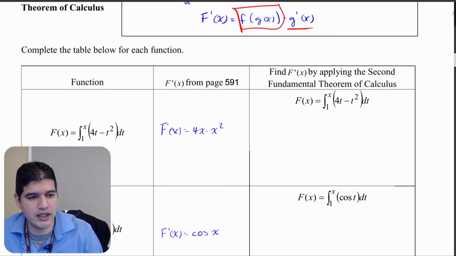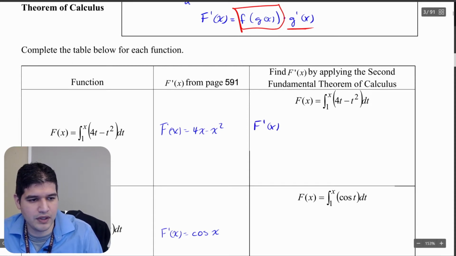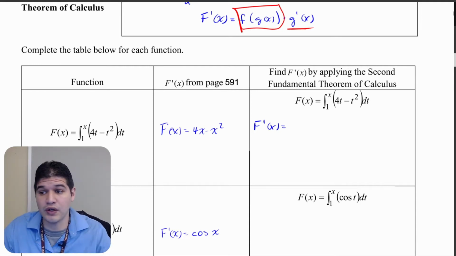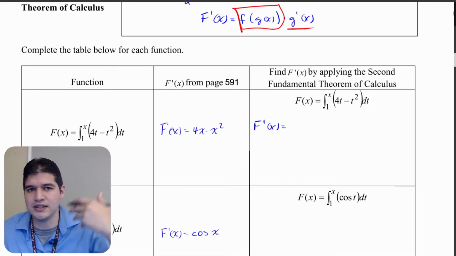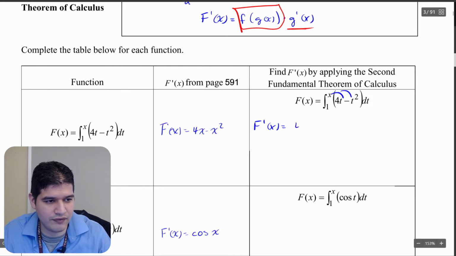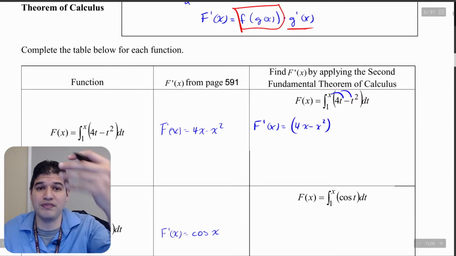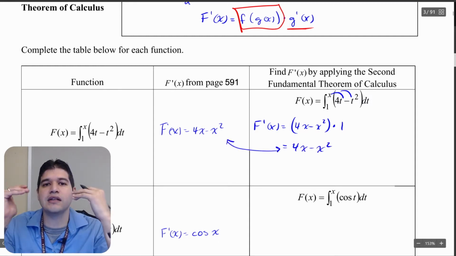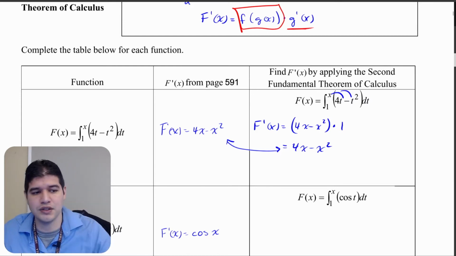In this first one, if I want to go directly to f prime, I don't want to go through the whole process of substituting in the value. That can be very tedious. So what does the second fundamental theorem of calculus help us with here? I'm going to substitute the x in for the t's, so I get 4x minus x squared. And I'm going to multiply this by the derivative of that upper bound, so times 1, because the derivative of x is 1. So this comes out to be 4x minus x squared. Notice that's exactly what it should be. You can see the second fundamental theorem of calculus gets us straight to the answer.